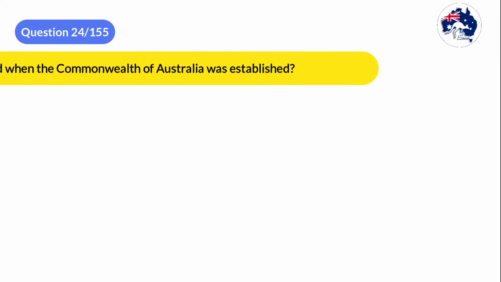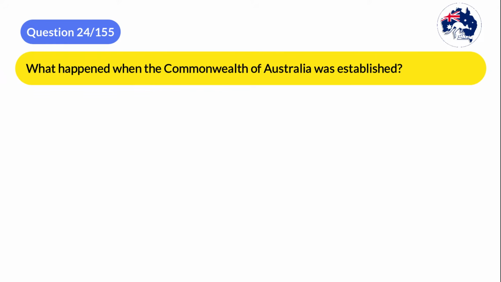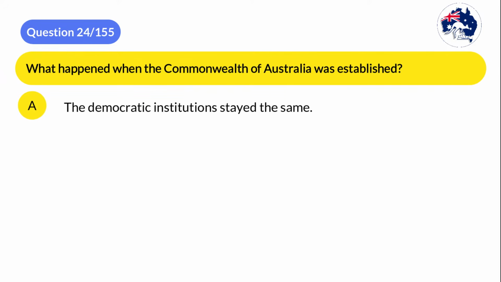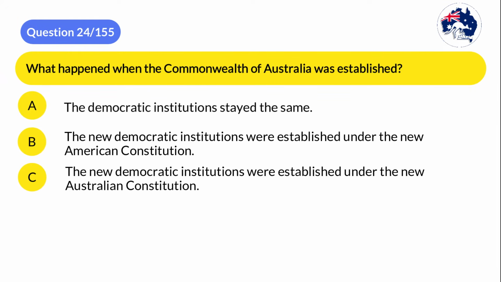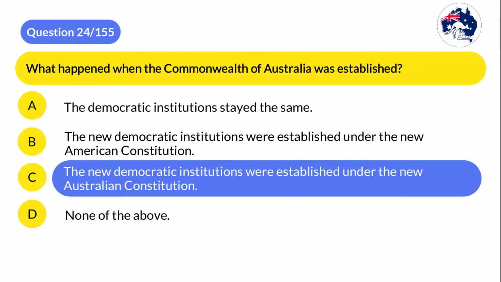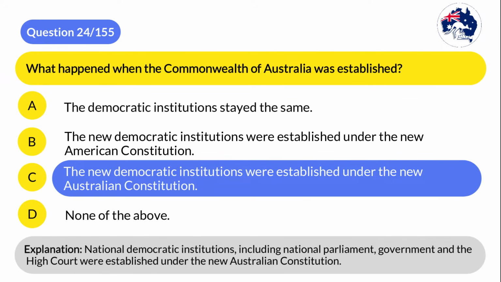Question 24. What happened when the Commonwealth of Australia was established? A. The democratic institutions stayed the same. B. The new democratic institutions were established under the new American Constitution. C. The new democratic institutions were established under the new Australian Constitution. D. None of the above. The correct answer is C. The new democratic institutions were established under the new Australian Constitution. Explanation: National democratic institutions, including national parliament, government and the High Court, were established under the new Australian Constitution.